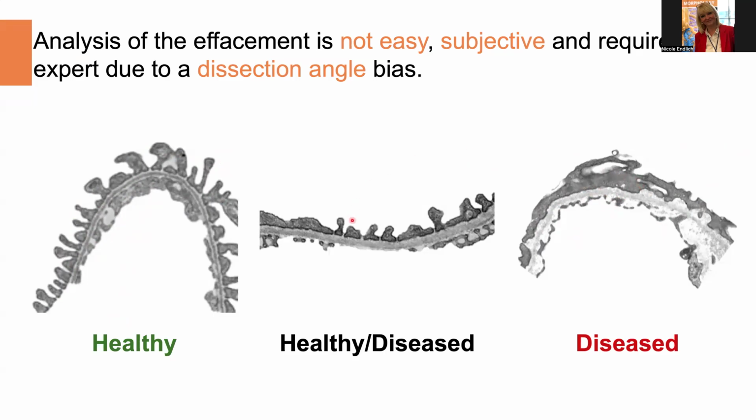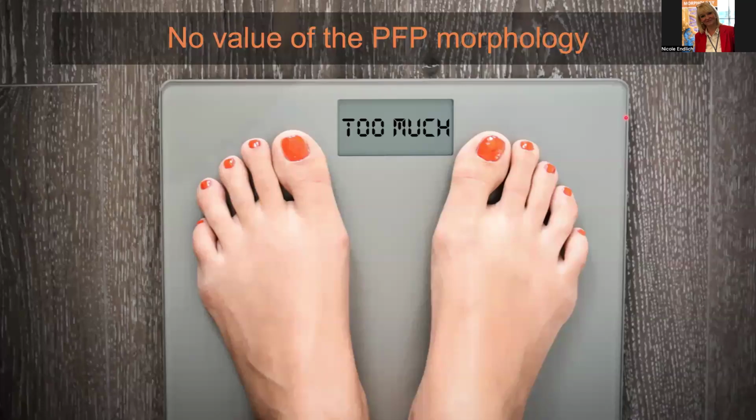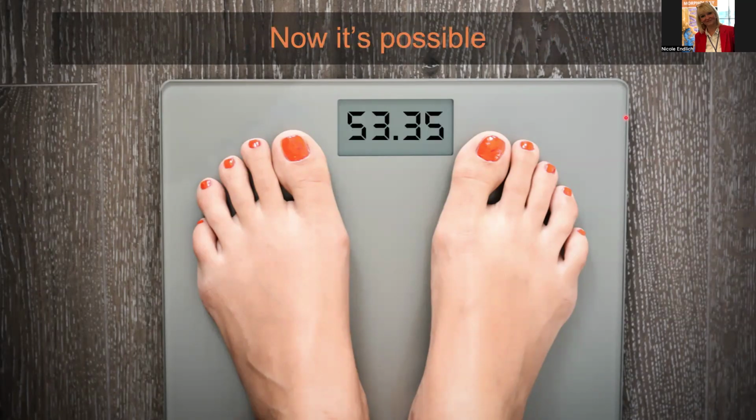However, how is the situation in between? You have areas with healthy podocyte foot processes, you have effaced foot processes, as well as something in between. The analysis of the effacement is also not easy and always subjective and requires an expert due to the cutting angle bias, and therefore you need a lot of experience. There's also the problem, as I mentioned before, that there is no measurement, no value for the changes of the podocyte foot processes. It's like if you would like to know something about your weight and you only see "too much" instead of an exact measurement.